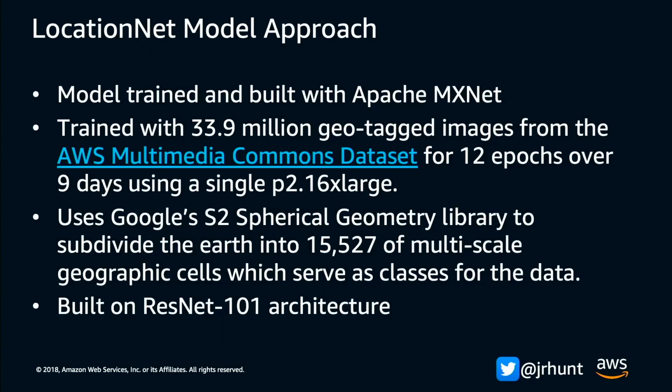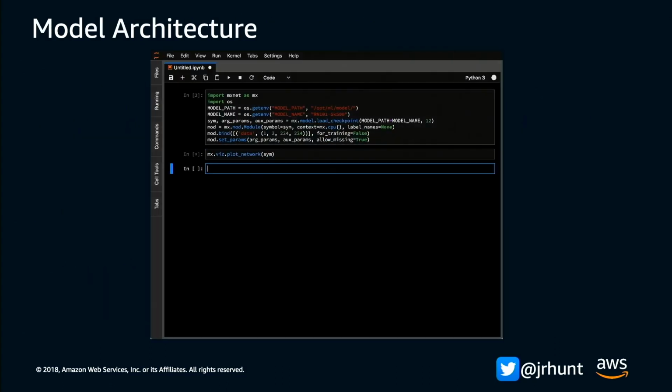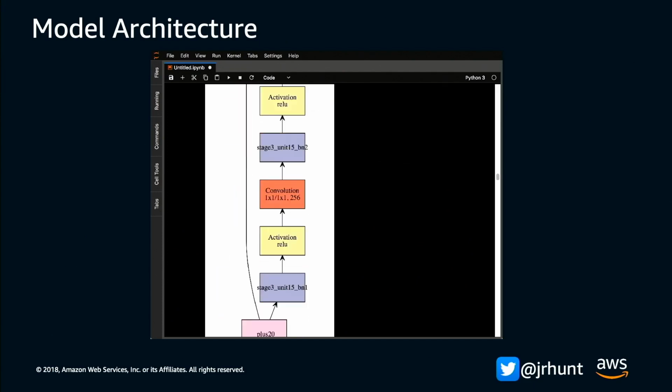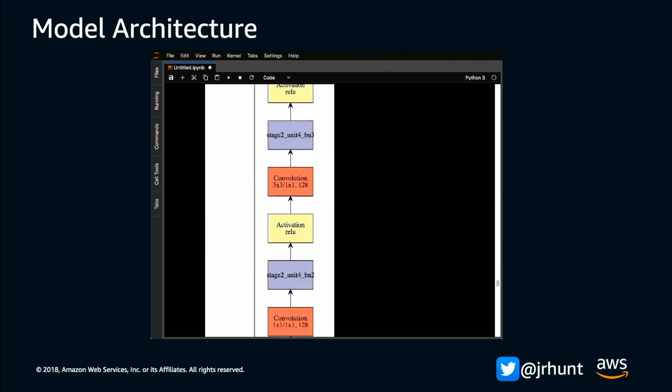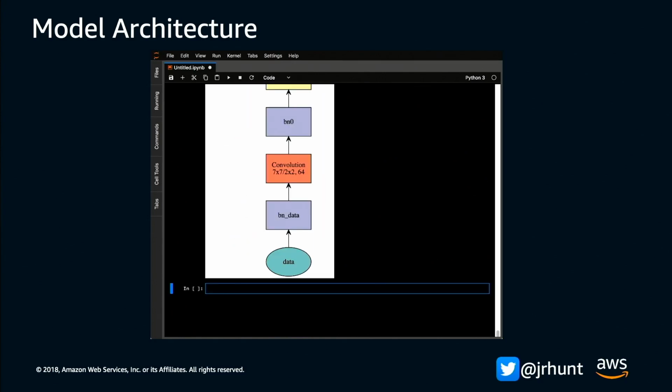So what we do is we use Google's S2 spherical geometry library to take all of those 33.9 million EXIF latitude longitude pairs, and we push them through the network, and we build this map. And that map, that output of those 15,000 cells, is our prediction layer. So we rip out the last layer of ResNet, and instead we put in 0 through 15,527. And all we're doing is predicting which one of those cells it is in. So this is the model. Obviously, I don't need to explain this. This makes perfect sense, right? Everyone's totally following? Yeah, great.